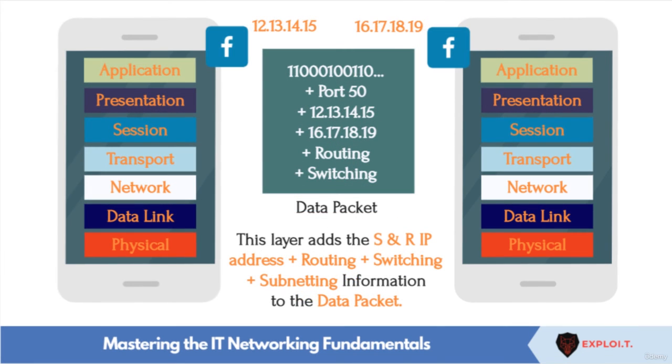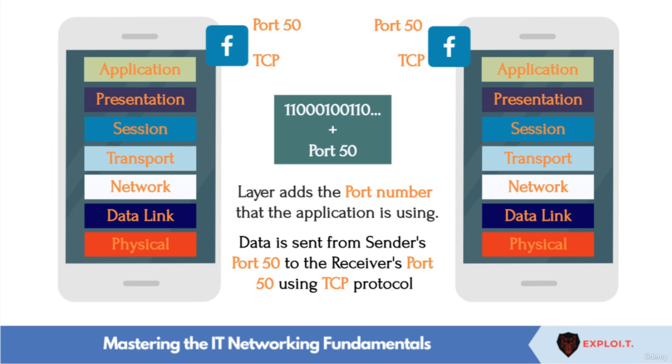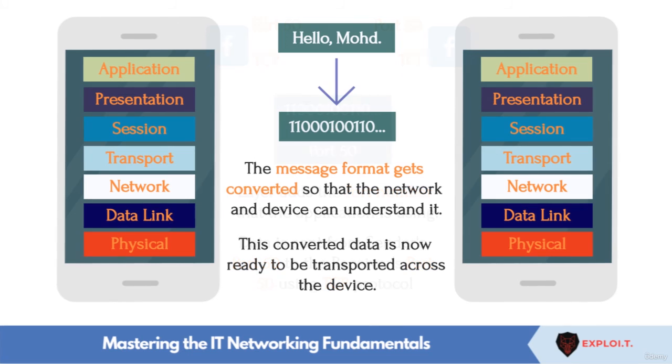In the network layer, it is called a packet. In the network layer, the IP addresses are extracted and it is sent to the transport layer. The transport layer sees that, okay, it is for port 50, so it sends it to port 50. So once it reaches the presentation layer, the presentation layer converts that ASCII code or the bits into a format that Facebook can understand, or you can understand.